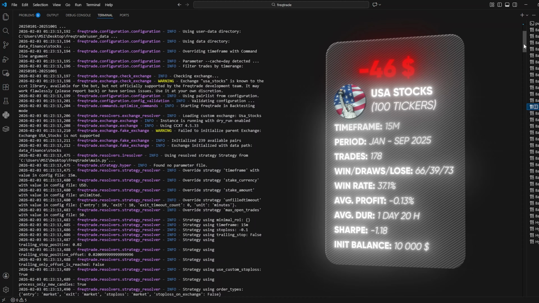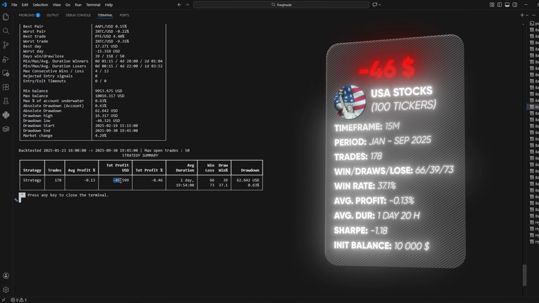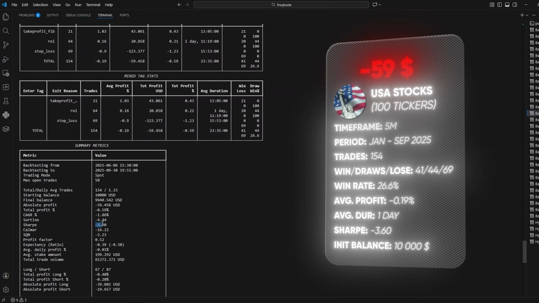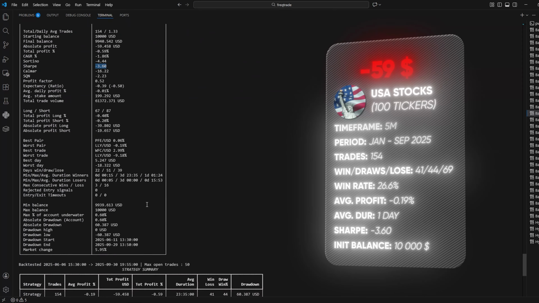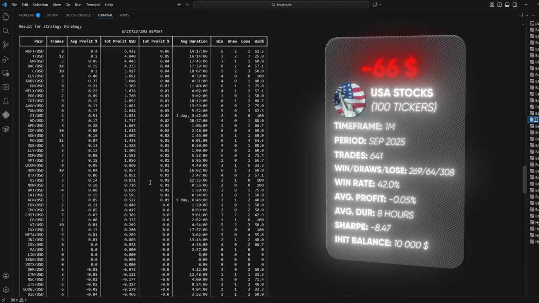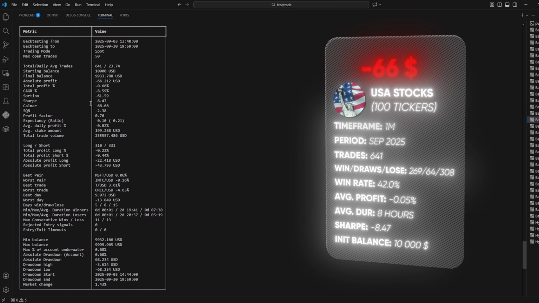Next 15 minutes time frame. And this time Sharpe is minus 1.18, and we lost $45. 5 minutes time frame. This time Sharpe was still negative, minus 3.6, and we lost $59. And finally 1 minute time frame. This time we've lost $66 and Sharpe is minus 8.